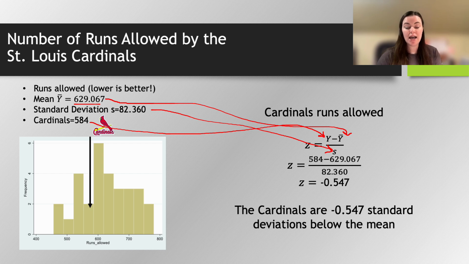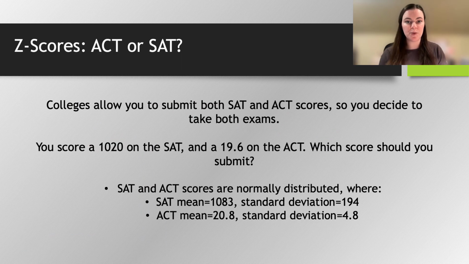Once I calculate that all in, I receive a z-score of negative 0.547, which means that the Cardinals are 0.547 standard deviations below the mean, which is good because, again, a lower runs allowed is better relative to all these other teams. The previous two examples that we just went over in terms of RBIs and runs allowed illustrated an example in which we took a look at one individual observation, or in this case, one team, being the St. Louis Cardinals, in comparison to an entire population, or all of the teams within Major League Baseball.